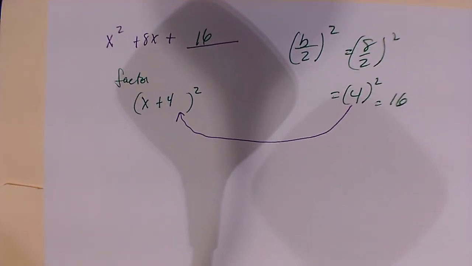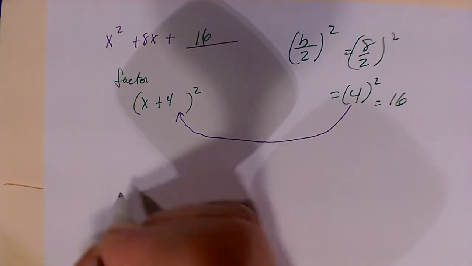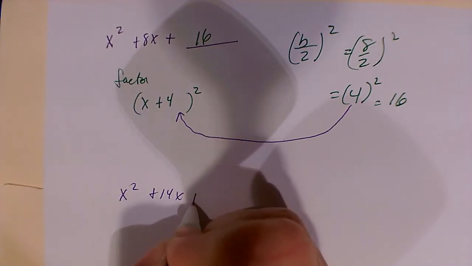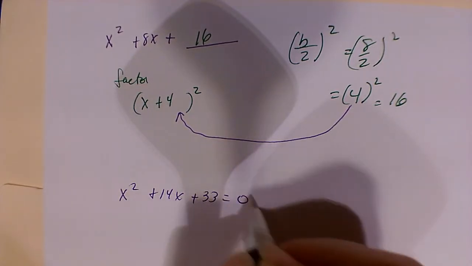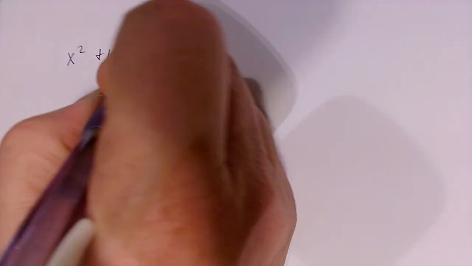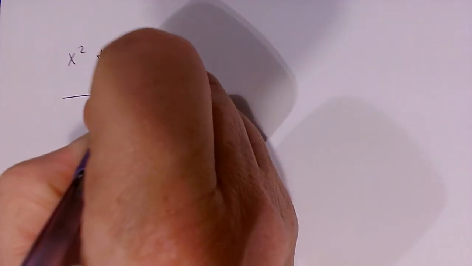The second problem we're going to look at is x squared plus 14x plus 33 is equal to 0. So when we go to solve this, the first thing we have to do is move the constant over. So we're going to subtract 33 from both sides, and that'll get us x squared plus 14x is equal to negative 33.